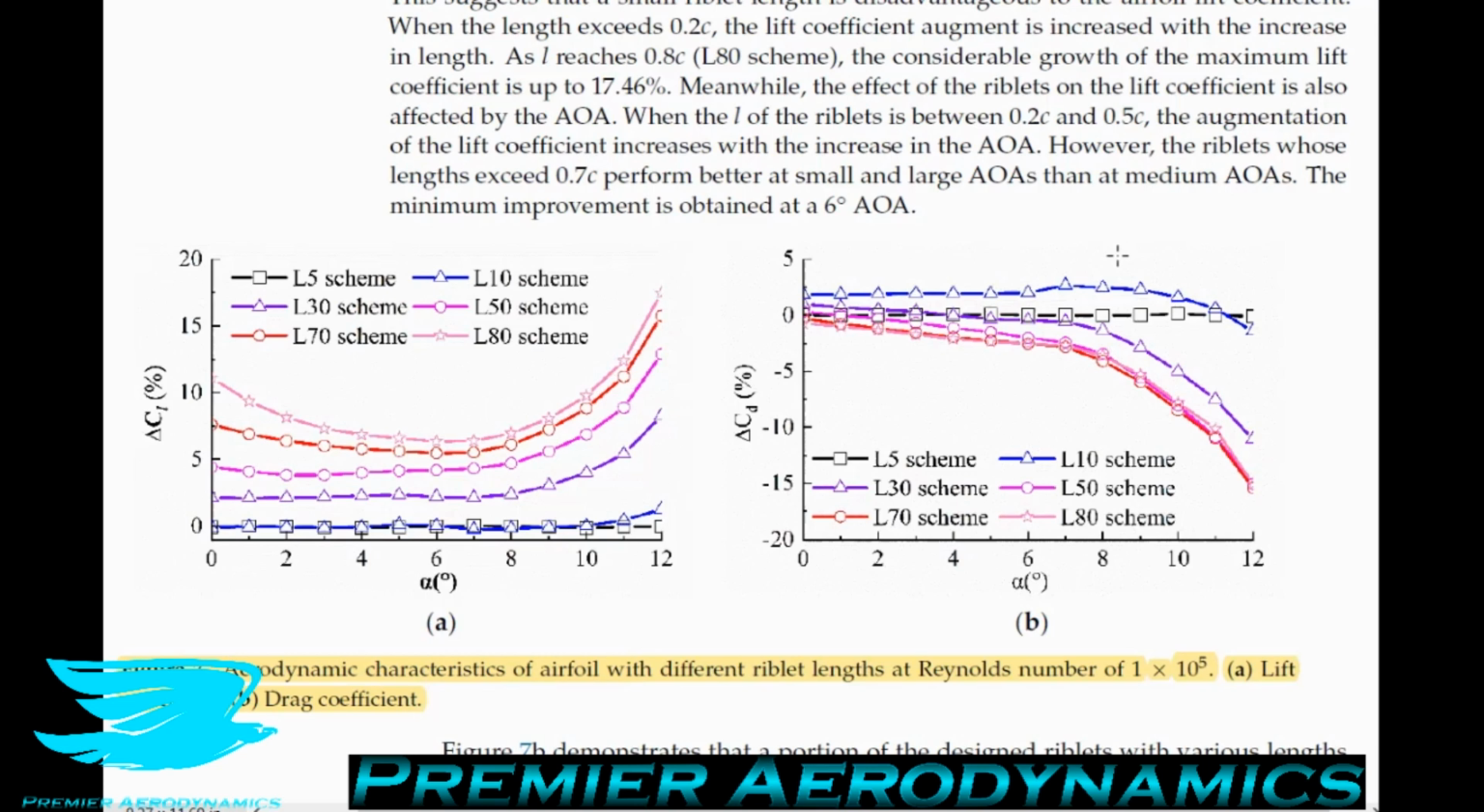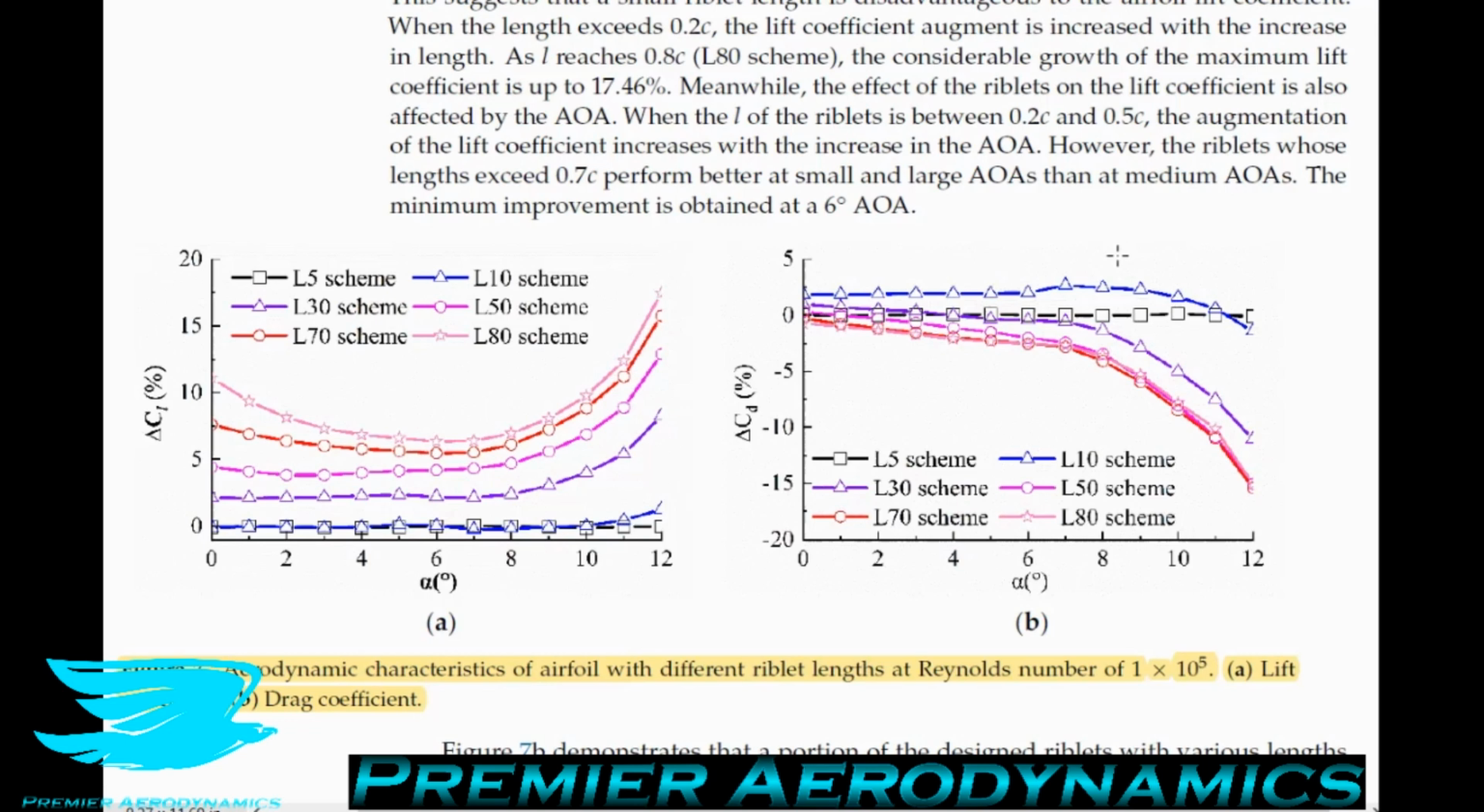These riblets are attached to the upper surface, not the bottom surface. They're typically put onto suction surfaces, so typically upper surfaces for airfoils. If you're using an airfoil to produce downforce, then you put it on the underside, which would then be the suction surface anyway. The pressure side, you rarely put riblets on. In fact, I'm not aware of any studies that have looked into this.